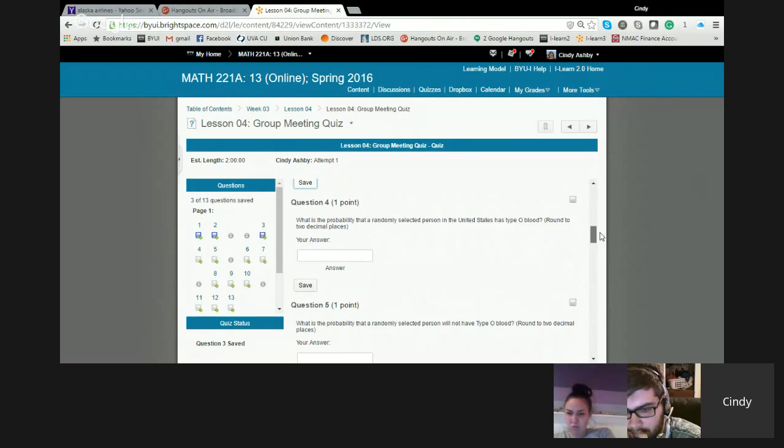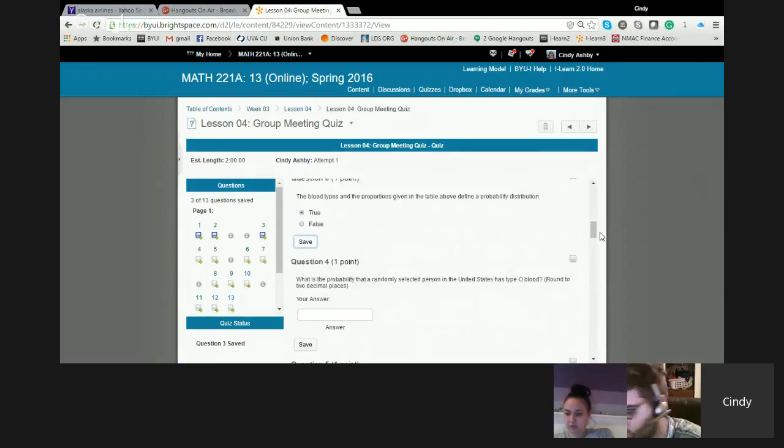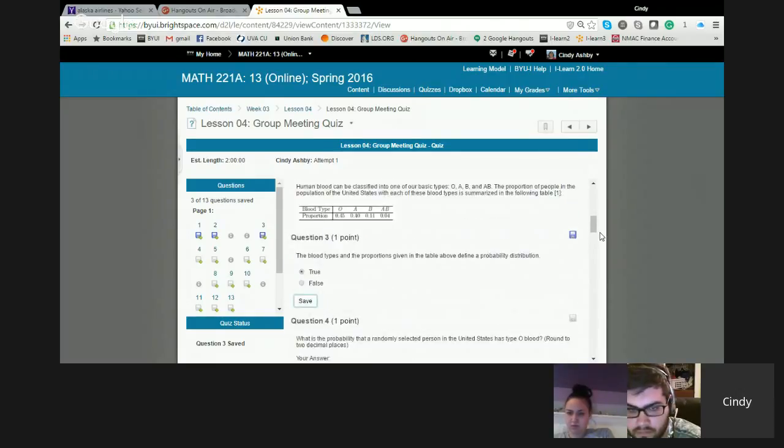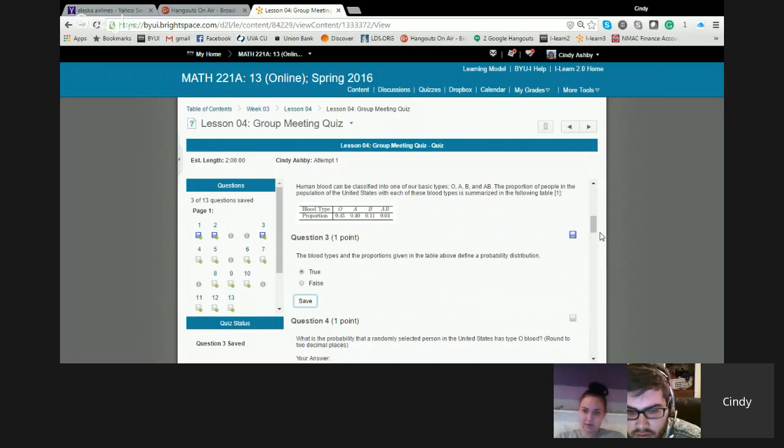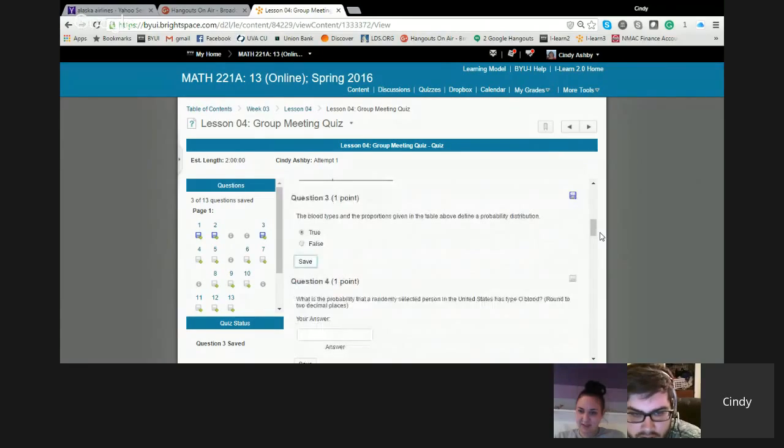What is the probability that a randomly selected person in the United States has type O blood? Round to the nearest 2 decimals. The answer is 0.45. That's just reading a chart, I think. Is this a trick question? Yeah, I don't understand. Okay, but that's what I said.